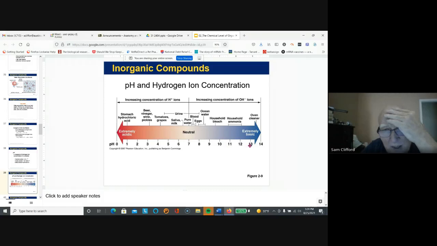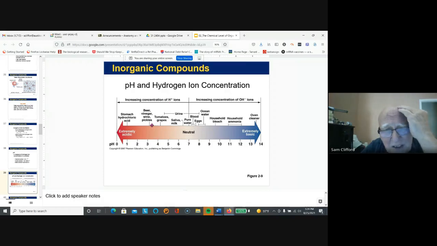So if you look at a pH scale from extremely acidic to extremely basic, there's oven cleaner, household ammonia, bleach, ocean water. So they have high pH levels, and they have a lot of dissolved hydroxide. OH is called hydroxide. Hydrogen ion is called a proton, the hydrogen atom, H plus.